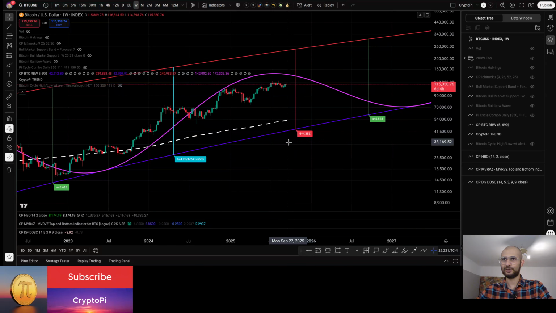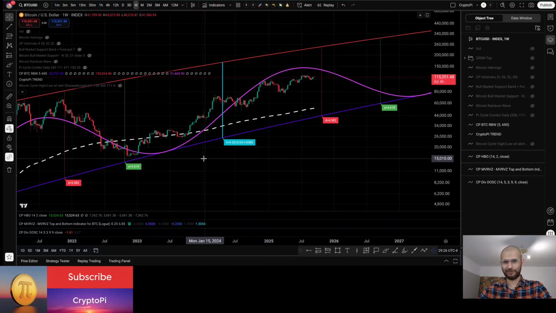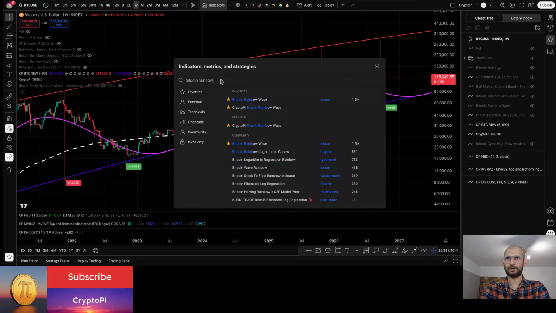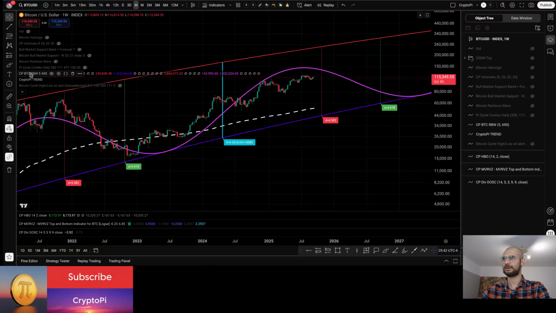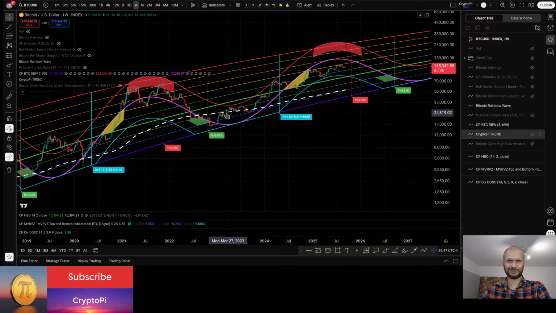In the last video, we discussed the Bitcoin rainbow wave indicator. I will show it again. You just have to go to TradingView, click on indicators and just write here Bitcoin rainbow wave. And once you select this one, you will get a pretty nice, visually colorful chart like this.